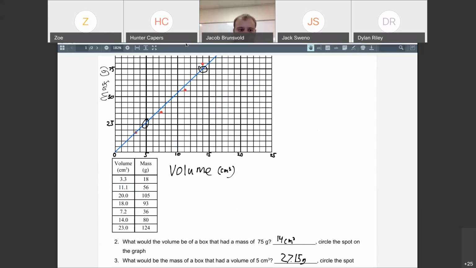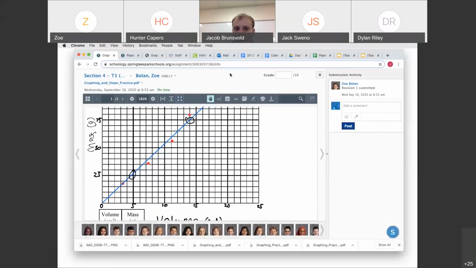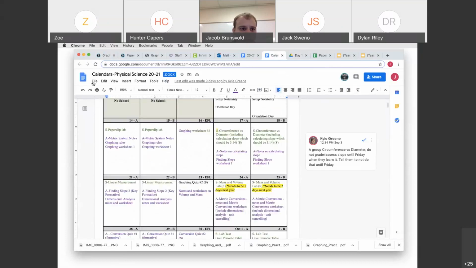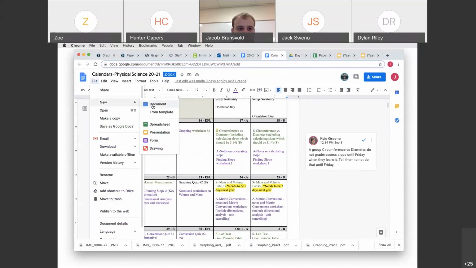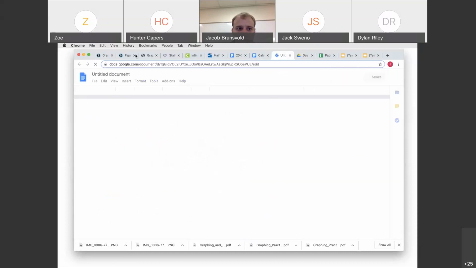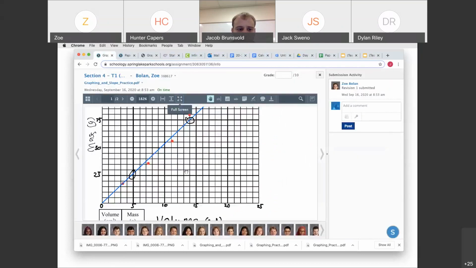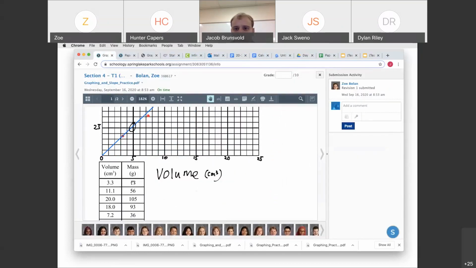Again, what we want to do is make sure that we're showing work. So what I'm going to do is open up a Google Doc and just kind of show what that calculation should look like. The very first point was 18 and 3.3.